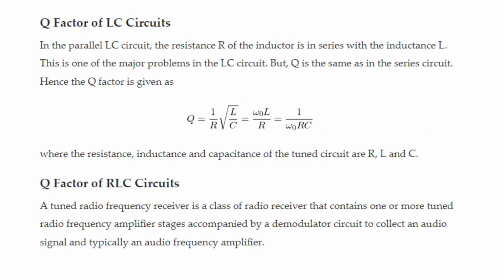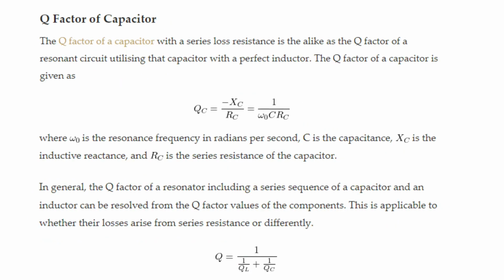Next, Q factor of the capacitor. The Q factor of a capacitor with a series loss resistance is the same as the Q factor of a resonant circuit utilizing that capacitor with a perfect inductor. The Q factor of the capacitor is given as QC equal to minus XC divided by RC, or 1 divided by omega naught C into RC.